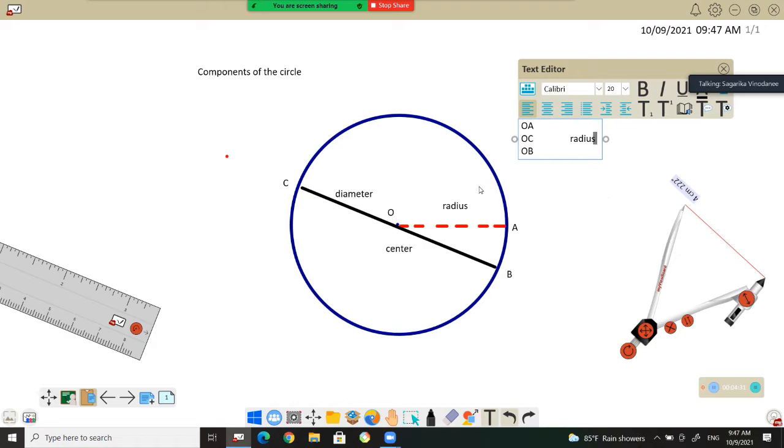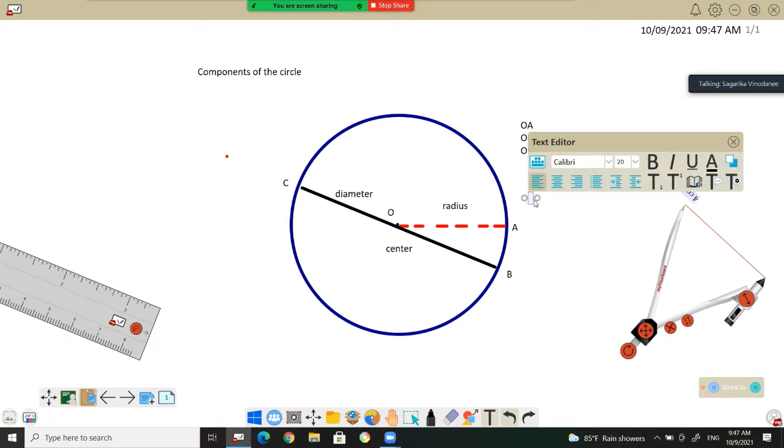But BC is defined as diameter. BC is a diameter. Why is it a diameter? That line connects two points on the circle going through the center, and that we call diameter. Right?